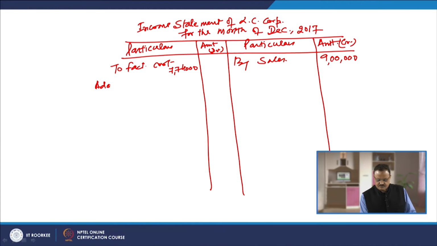So, in this, what will you do? Add opening stock of finished goods. And what is the opening stock of finished goods? The amount given to us is 60,000. So, you add it up, put it in the inner column itself. It will not go to the outer column. So, it works out as how much?